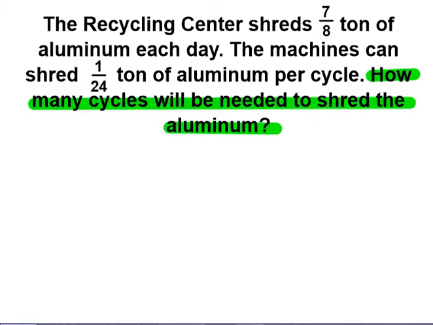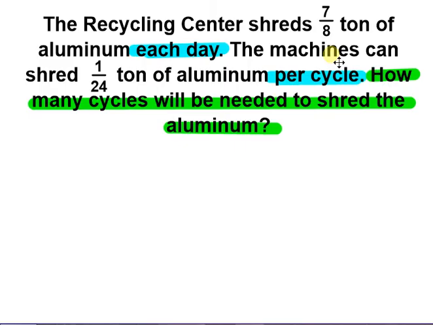Second thing I'm going to do is see if I can find any keywords. Let's see, this per cycle tells me that multiple cycles can run. Let's see, the recycling center shreds 7/8 ton of aluminum each day. So this each day and per cycle tells me things are happening repeatedly. Okay, so I know that I'm going to have a division problem. Now my question is, is it 7/8 divided by 1 over 24 or 1 over 24 divided by 7/8?